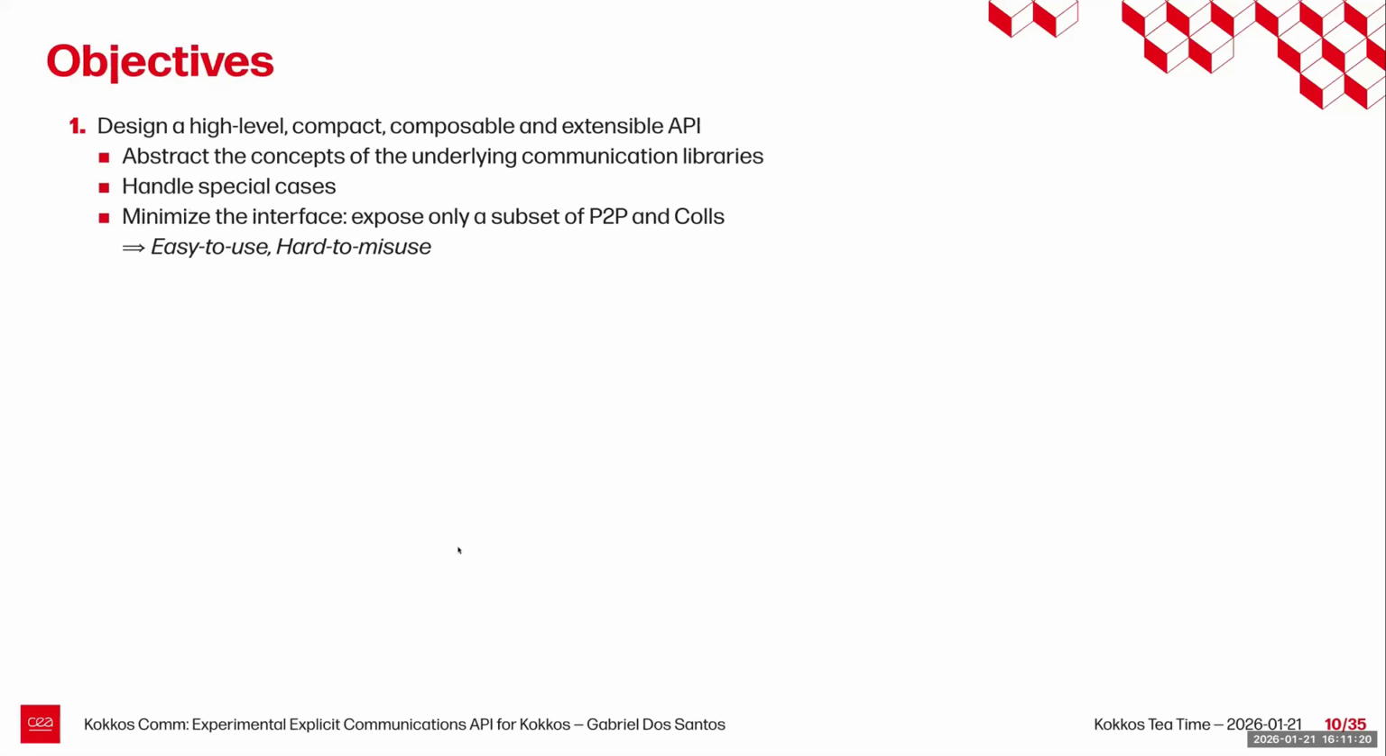So the objectives of Kokkos Comm were, first, to try to come up with a high-level, compact, and composable API that really abstracts the different concepts that are common between the underlying communication libraries, that is able to handle all the special cases I've mentioned previously, and to really minimize the interface. So we only want to expose a subset of the point-to-point and collectives, really with the goal of making the library easy to use, but hard to misuse.